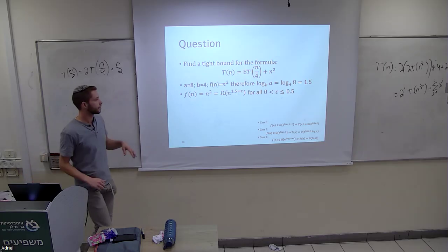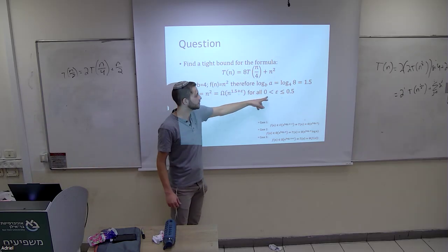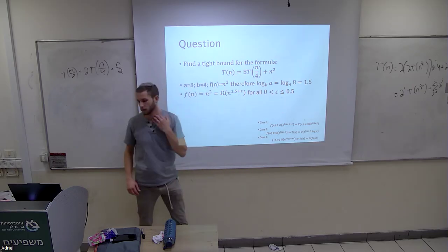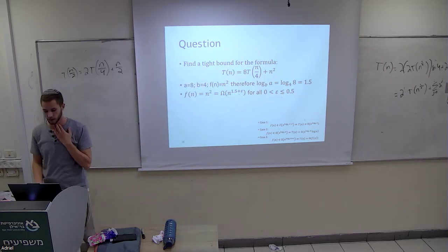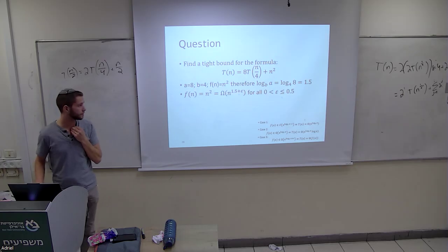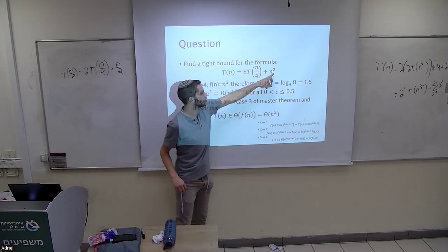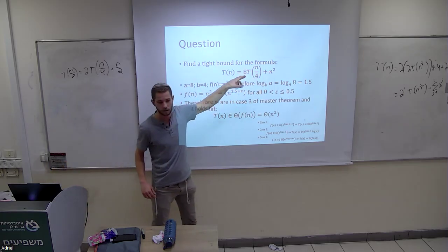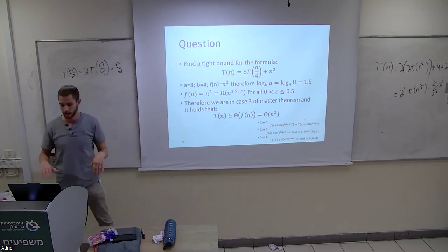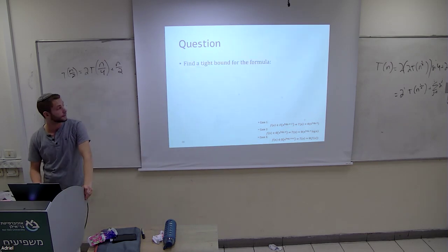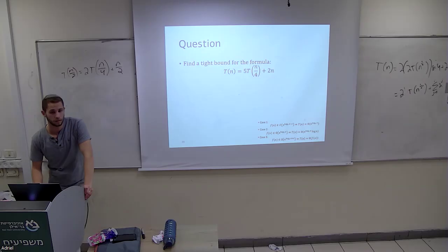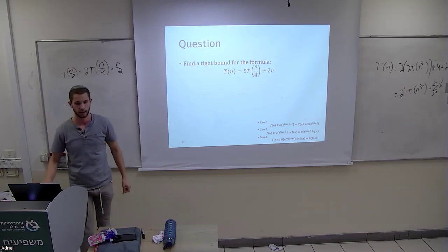So therefore, we compare them, and epsilon can be anywhere from here to here. We just need to find an epsilon. We don't have to show it for every epsilon, just for some. So we're in case 3, and that's why it's theta of n squared. The root is the biggest, so n squared is the biggest, because each level we get less and less. All right. Find a tight bound for this formula. Now, which case are we in?